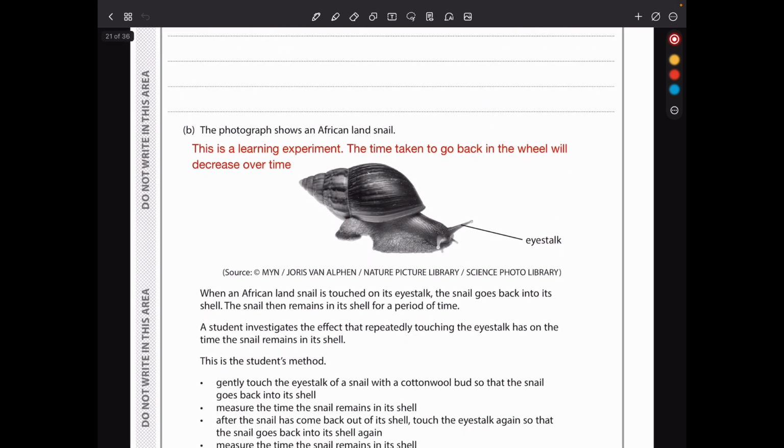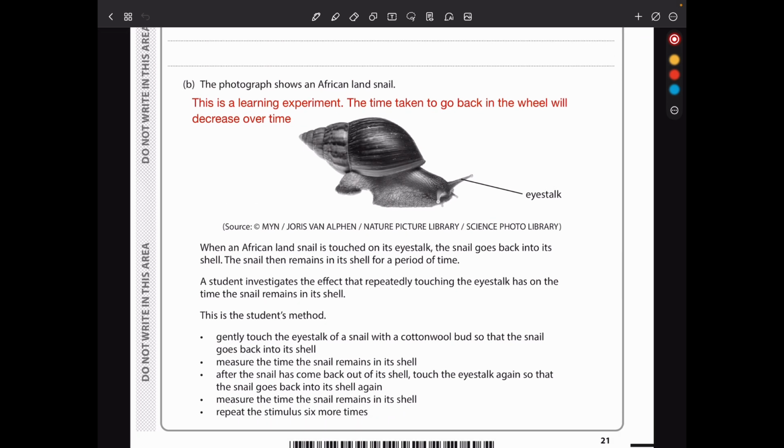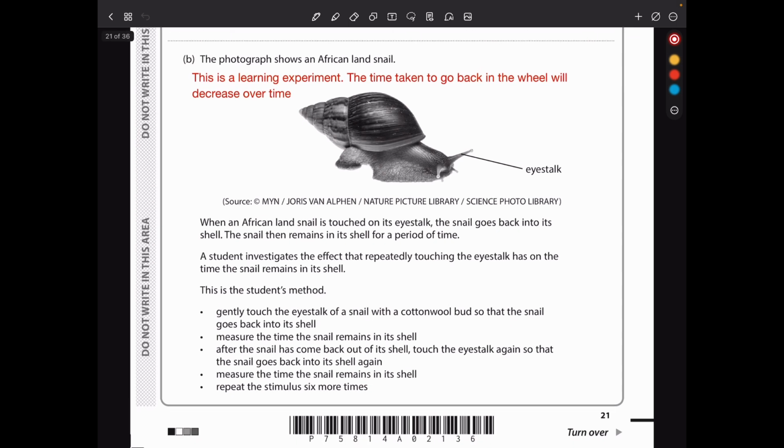In part B, they say the photograph shows an African land snail. When an African land snail is touched on its eye stalk, the snail goes back into the shell. The snail then remains in its shell for a period of time. A student investigates the effect that repeated touching of the eye stalk has on the time the snail remains in its shell. So this is the student's method.